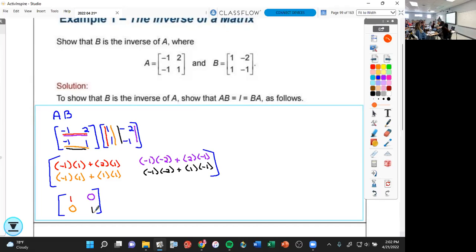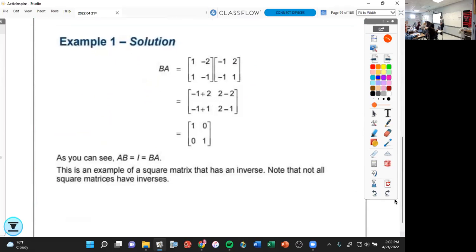I'm not going to do the B times A, but I'm going to tell you if I switched them and multiplied them, I'm also going to get the identity. So there's A times B. I got the identity. There's B times A, already worked out. Got the identity. So this was an example of a matrix that does in fact have an inverse. Note, not all square matrices have inverses.